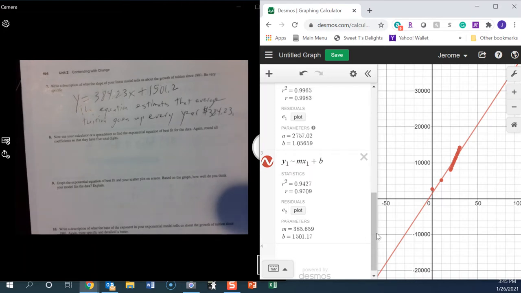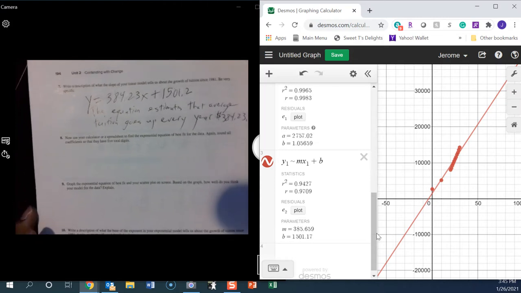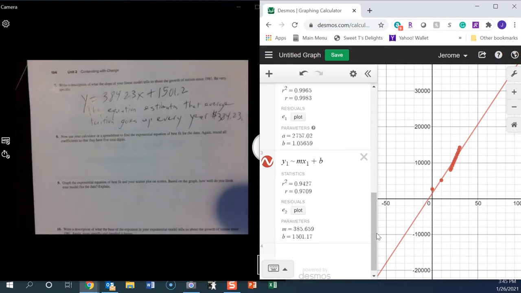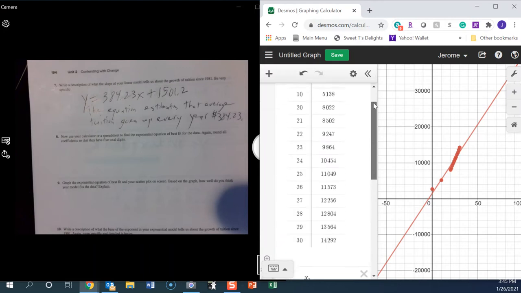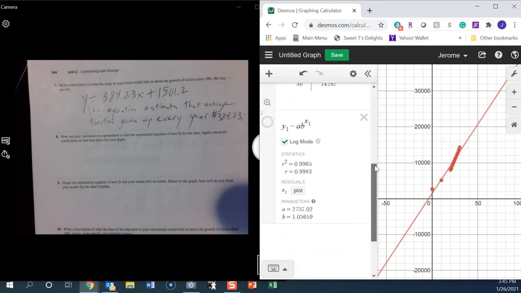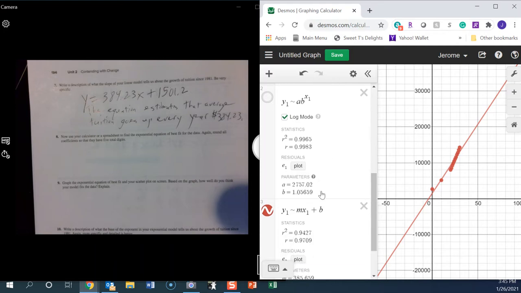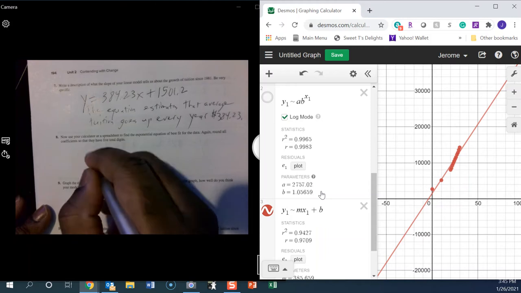Now for number 8, it says now use your calculator or a spreadsheet to find the exponential equation of best fit for the data. Again, round all coefficients so that they have 5 total digits. Now, remember how I told you here, when we did this here, it automatically updated this equation. So when we typed all of this here, the exponential model we had here automatically updated. So this will be our equation.